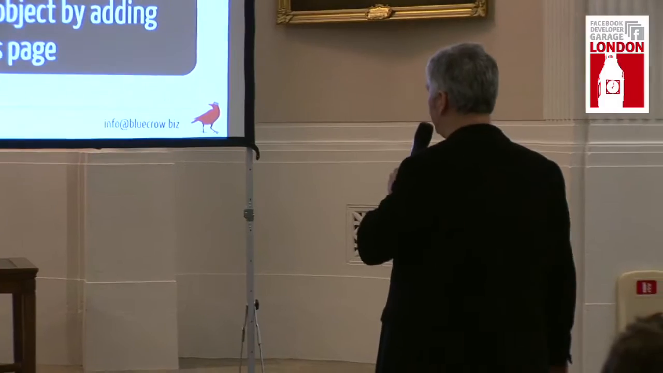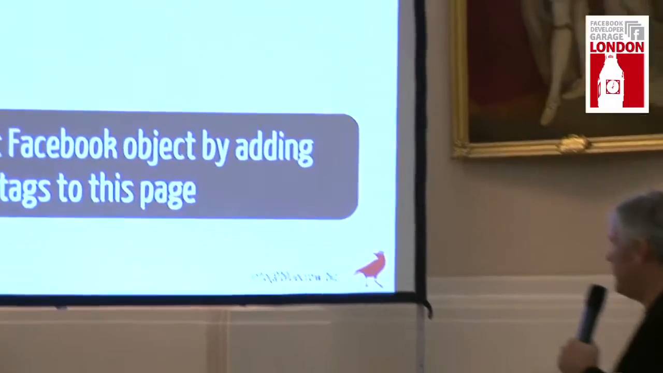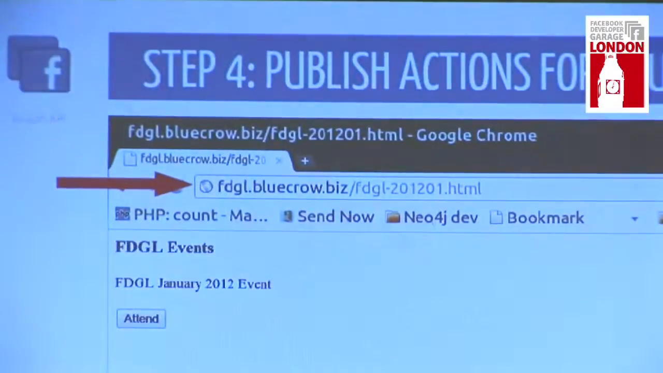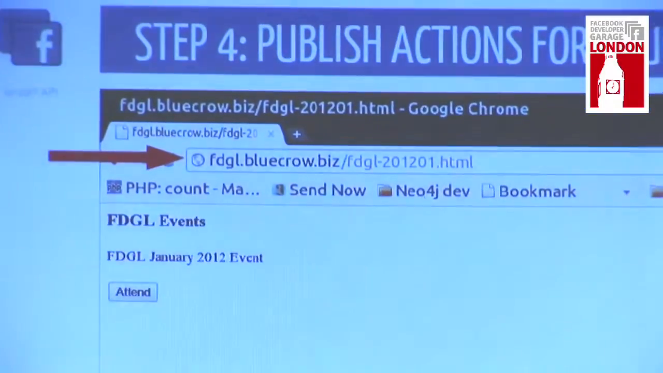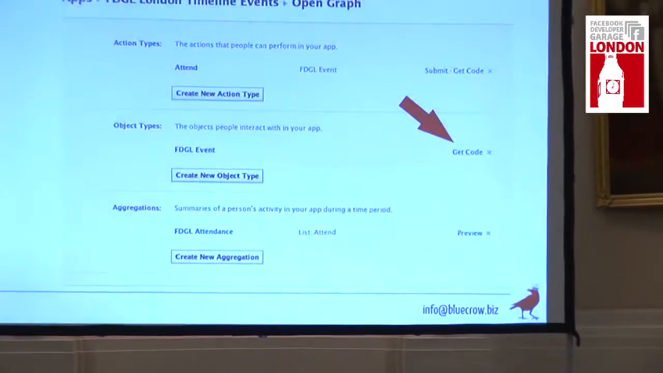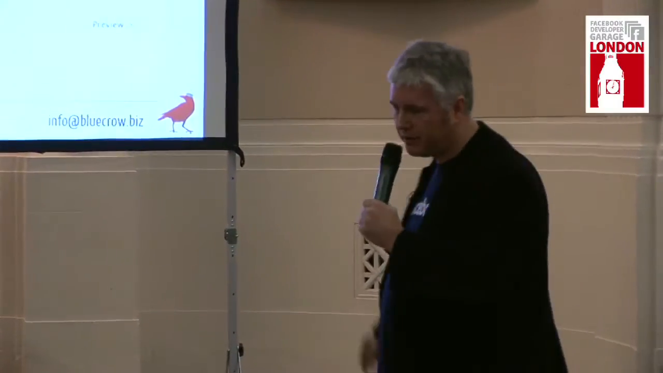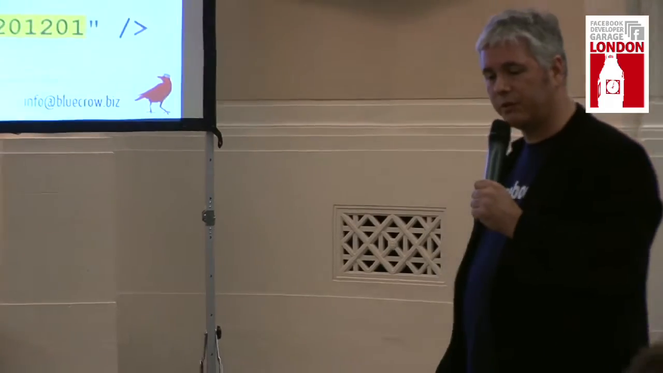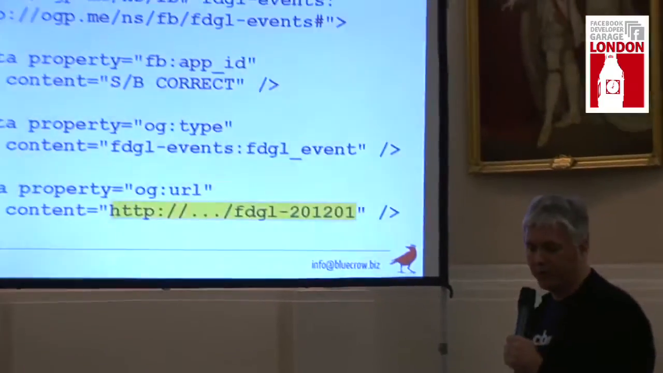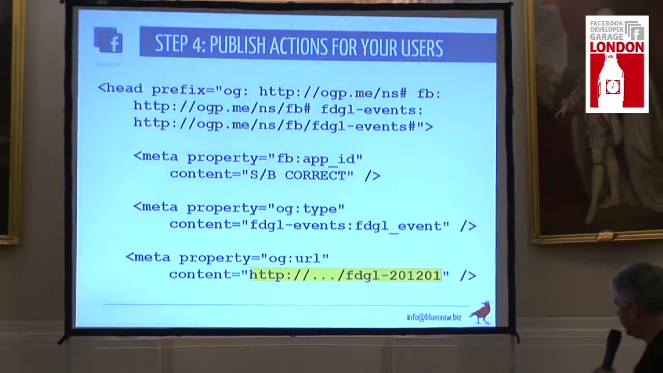So if, for example, we choose the January 2012 event, tonight's event, then what we're going to do is we're going to turn this web page into a Facebook object by adding meta tags. And Facebook makes it really easy for you. We go back to that summary page, and underneath the object type section there, there's a little link for get code. So you click on get code, and Facebook will come back with something like this, which you're going to paste into the head part of your HTML. I've highlighted what I've changed. So I had to change the URL down there.